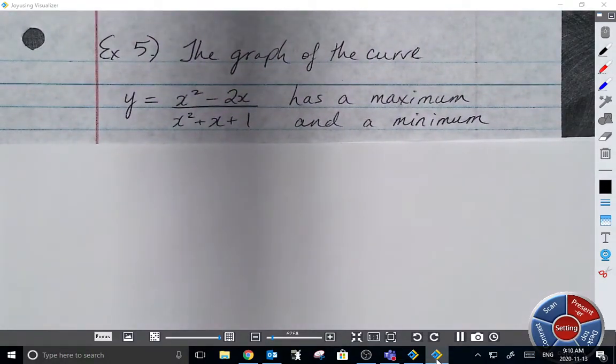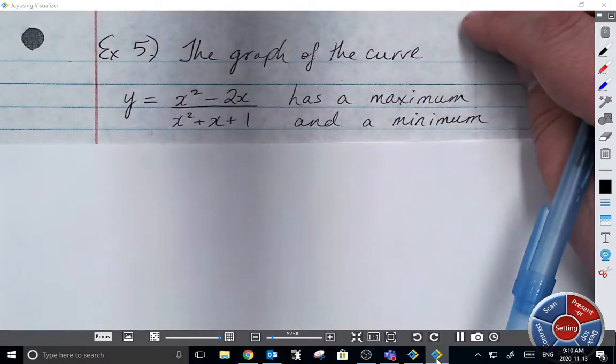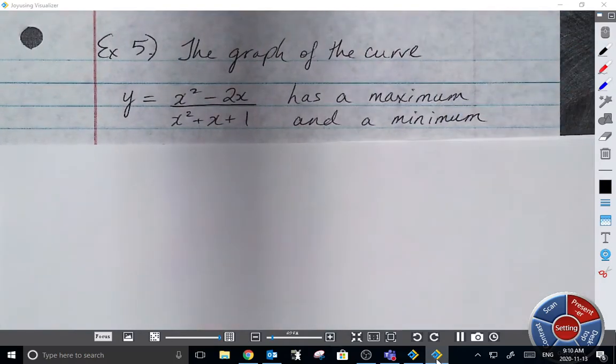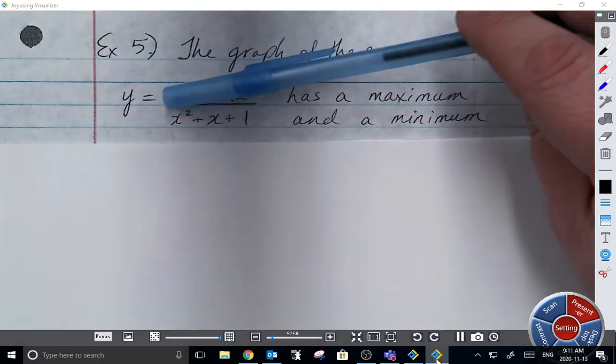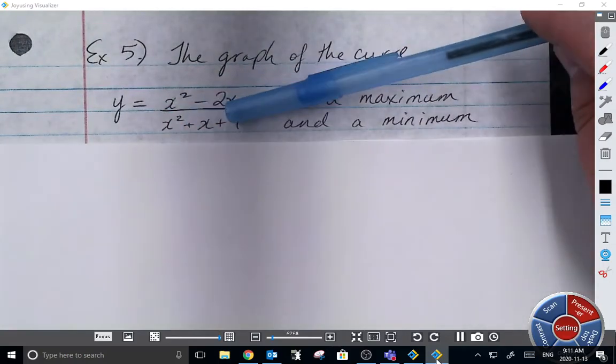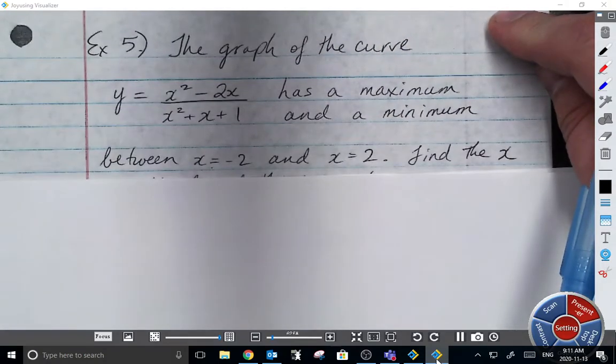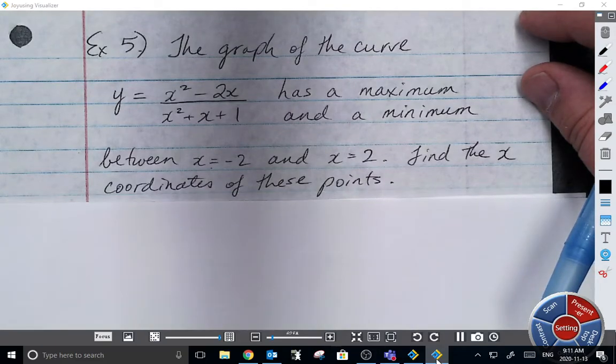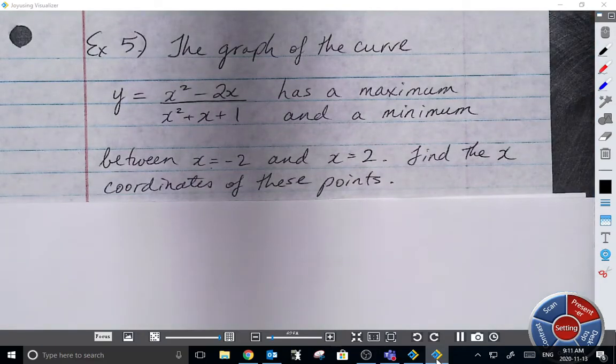We're just going to go through one more example of the quotient rule, and we're going to use this question. This is example 5 because we're continuing from where we left off in yesterday's lesson. The graph of the curve y equals (x squared minus 2x) over (x squared plus x plus 1) has a maximum and a minimum between x equals negative 2 and x equals positive 2. Find the x coordinates of these points. I'll give you a second, maybe pause the video and copy the question down, and then we'll get started on it.